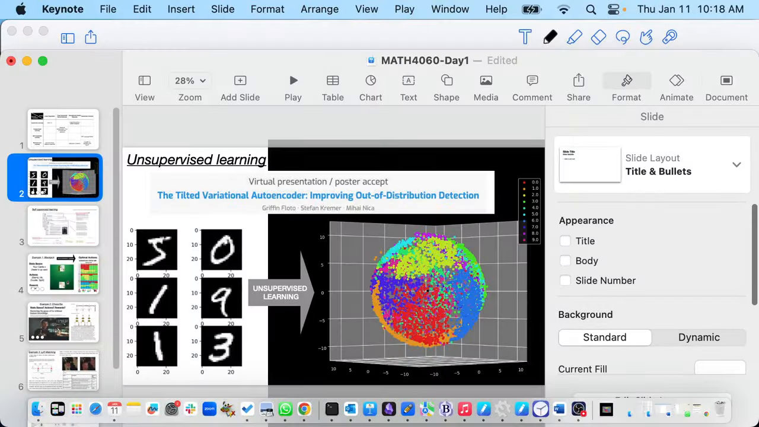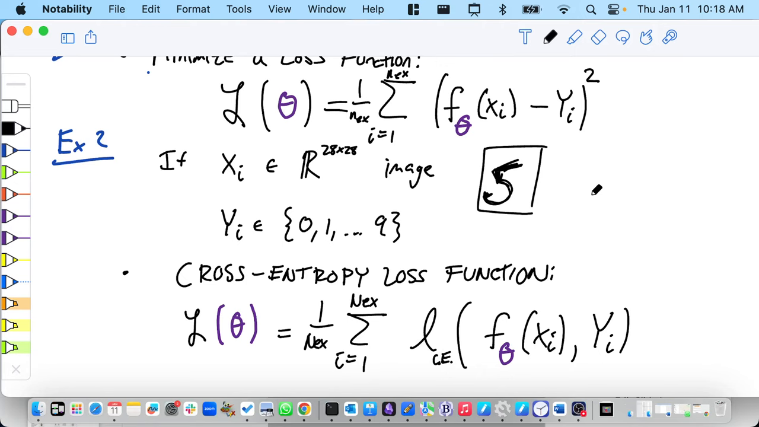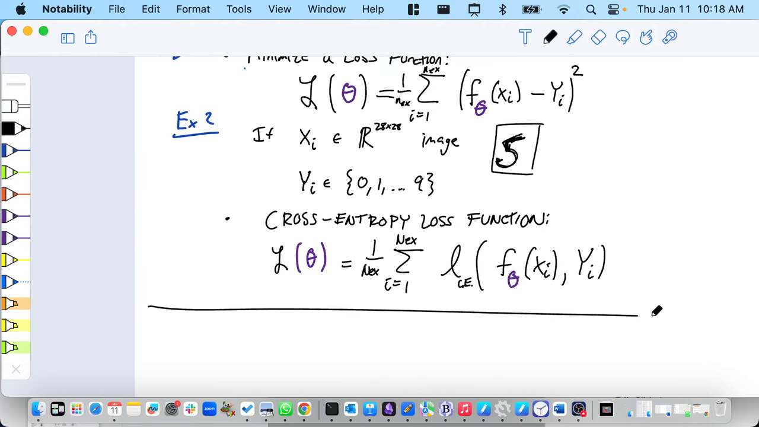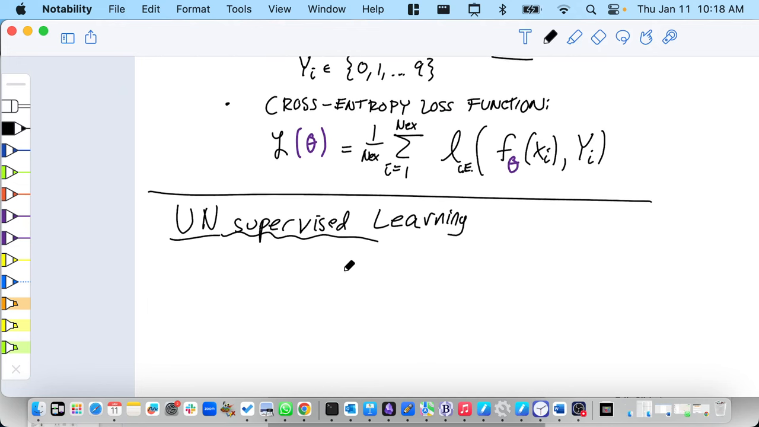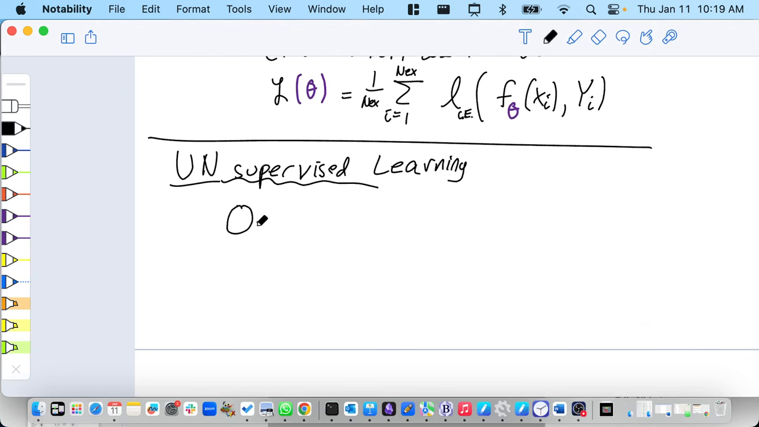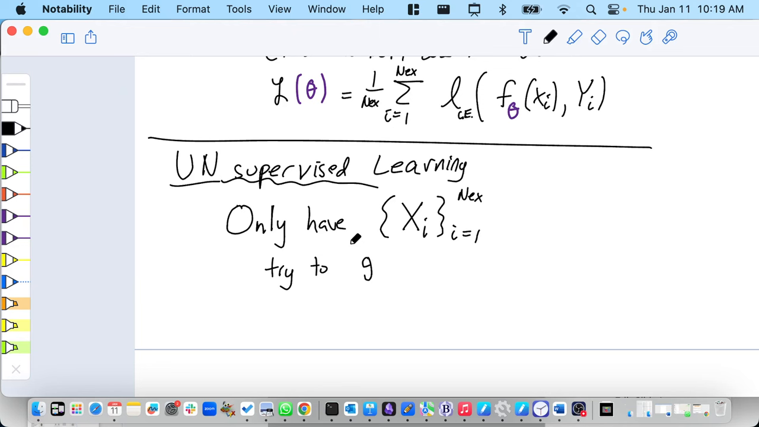Let me add this to our blackboard over here. So that was supervised learning. Let's do unsupervised learning. What do you do in unsupervised learning? You don't have X's and Y's, you only have X's, x_i, for i going from one to the number of examples, and you try to group them or do something with them to learn something about them. Try to group them, etc. Let me move this.